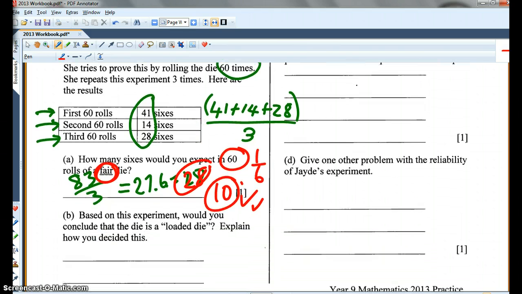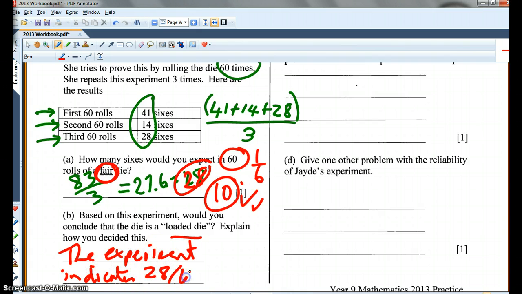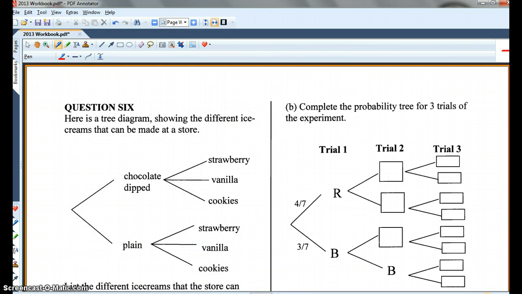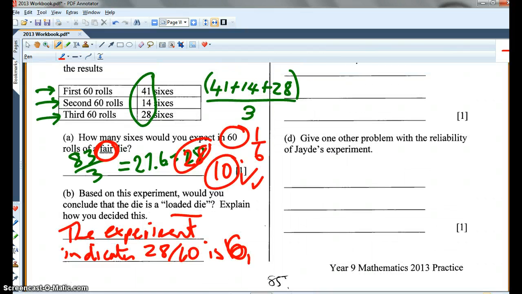Based on the experiment, would you conclude that the dice is loaded? Explain. So you would write the experiment indicates 28 out of 60 is 6, which is almost half.